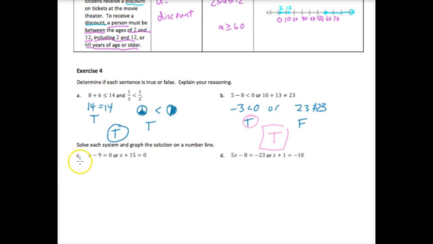All right, solve each equation and graph the solution on a number line. X minus 9 equals 0. X minus 9 plus 9 equals 0 plus 9. X equals 9. Or, interesting, this looks like we get two answers. X plus 15 minus 15 equals 0 minus 15. This means we got a zero pair. X equals negative 15.